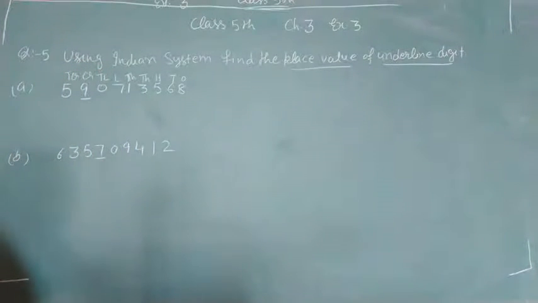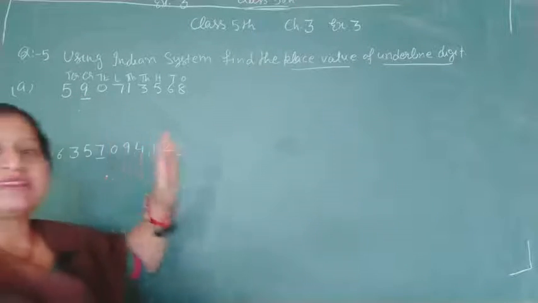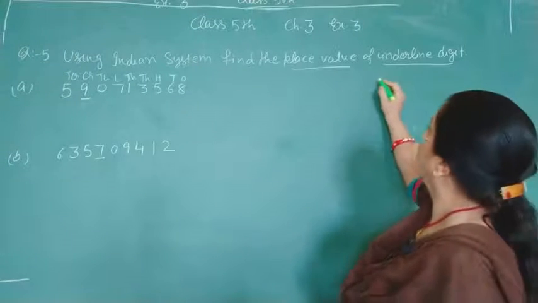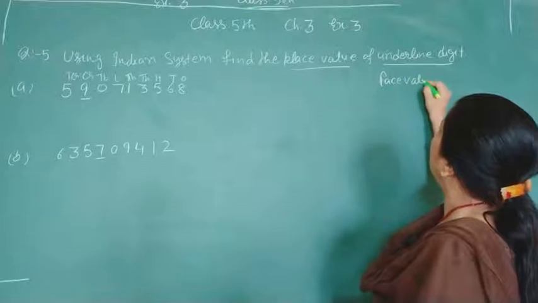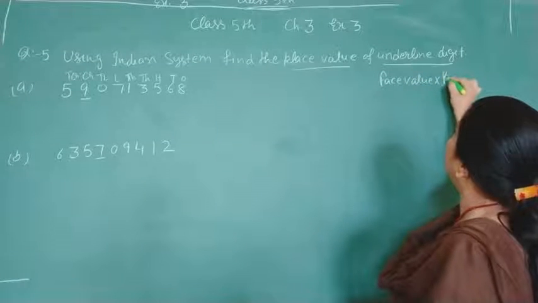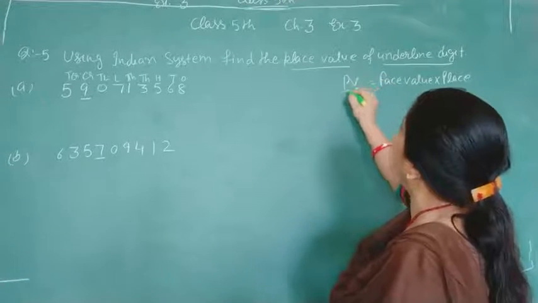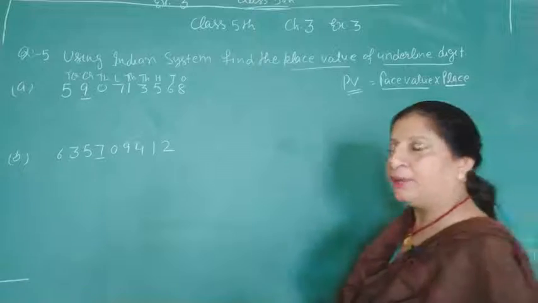Now we see that our place value becomes, after multiplying the face value, face value multiplied by place, that is equal to the place value.